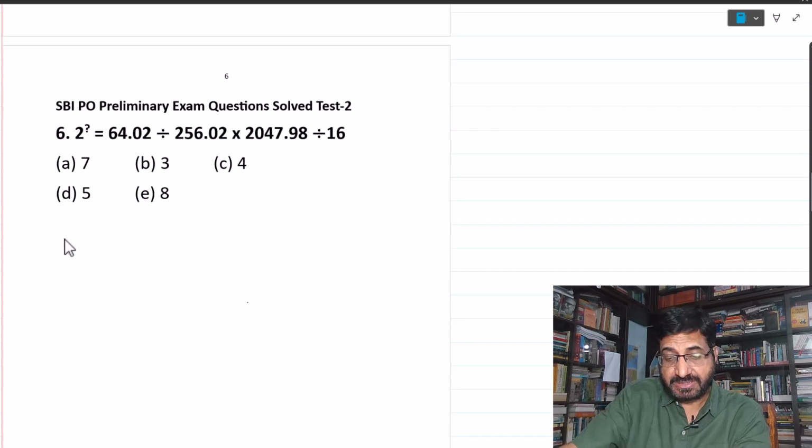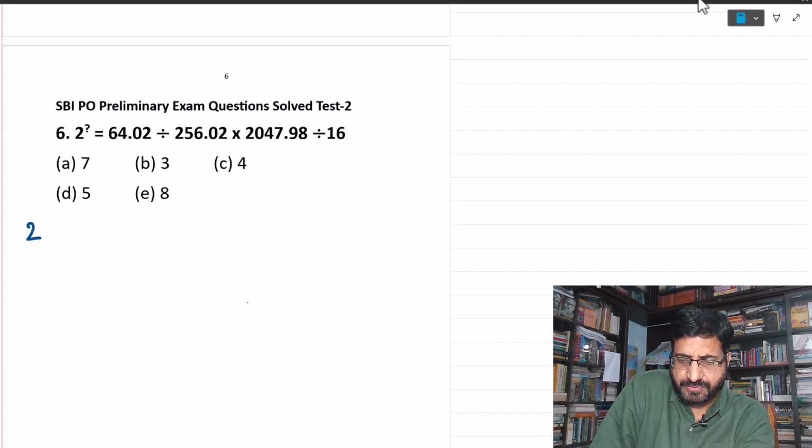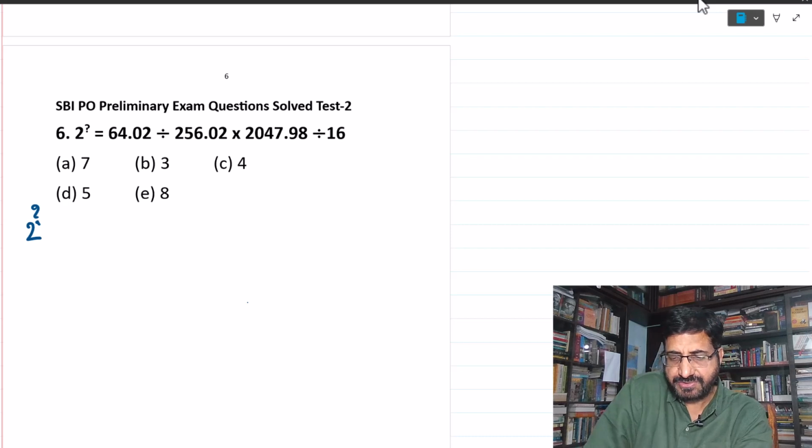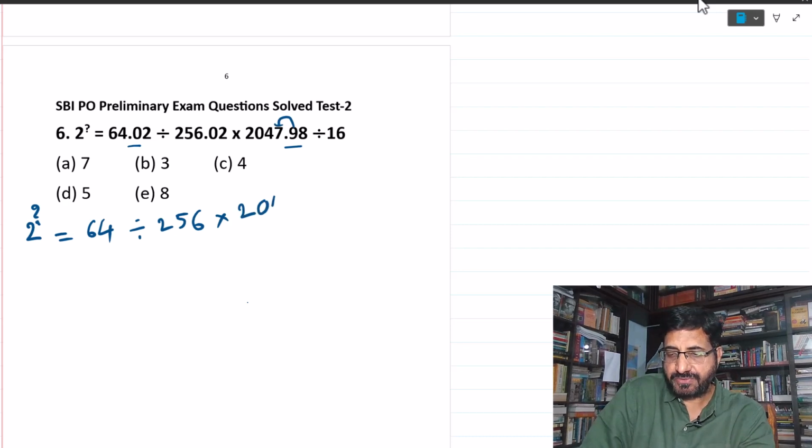2 to the power of question mark equals... First and foremost thing is approximate. 2 to the power of question mark, you have to find what this question mark is, equals 0.02 is negligible, so let it be 64, divided by 256.02. Again 0.02 is negligible, so retain that 256 as it is. Now 0.98 is here, so it is near to 1. Add that 1 to this 7. So this will become 2048 divided by 16.